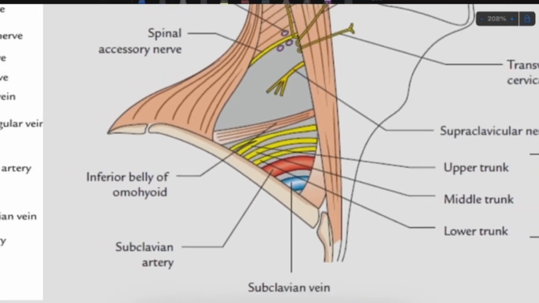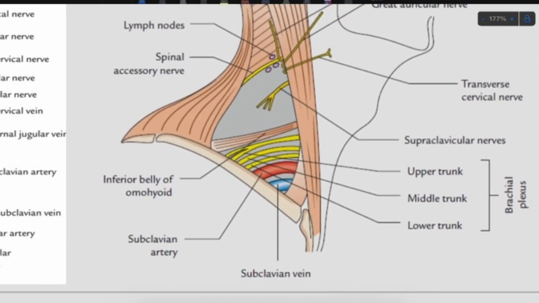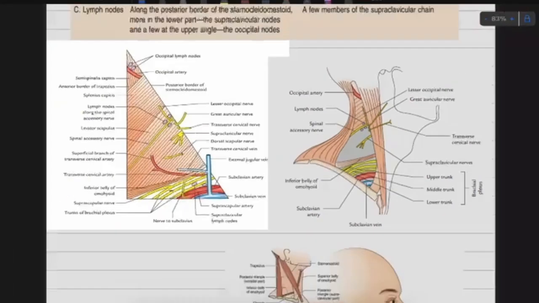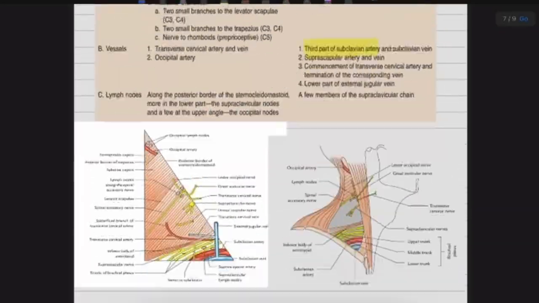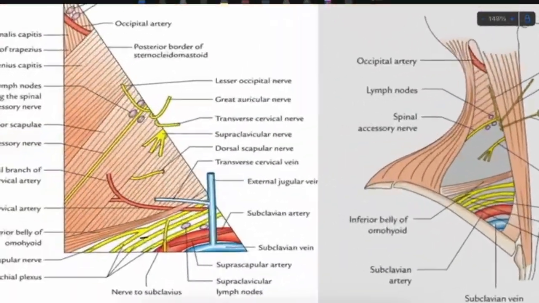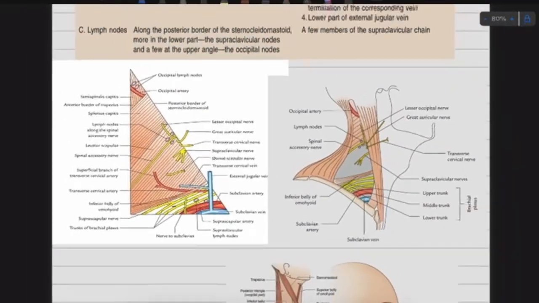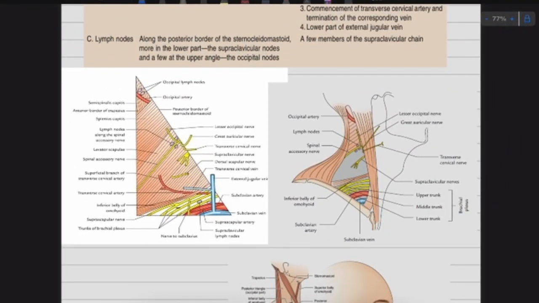Now what are the contents of the subclavian or the supraclavicular triangle? The first is the roots and trunks of brachial plexus emerging between the scalenus anterior and scalenus medius muscles. We have the subclavian artery, which part? The third part. And we have the subclavian vein. So this is all about the contents, and you can draw this diagram or you can also draw this diagram, it's your choice. So this is all about the posterior triangle.